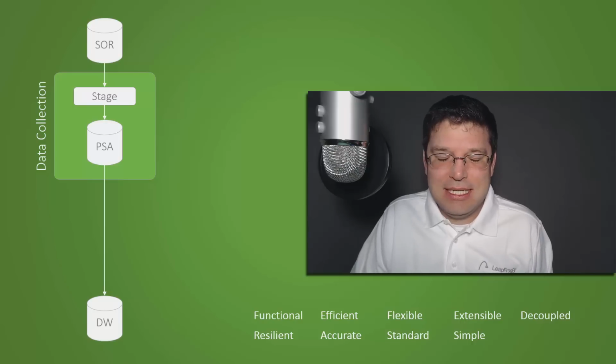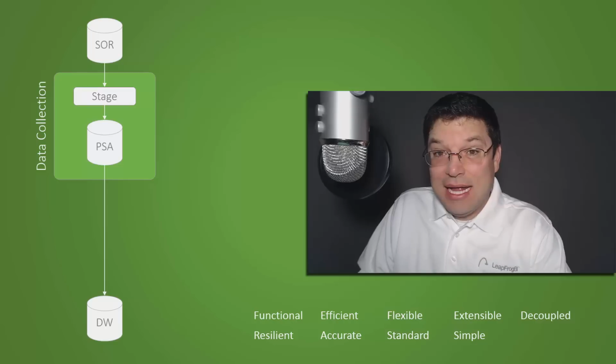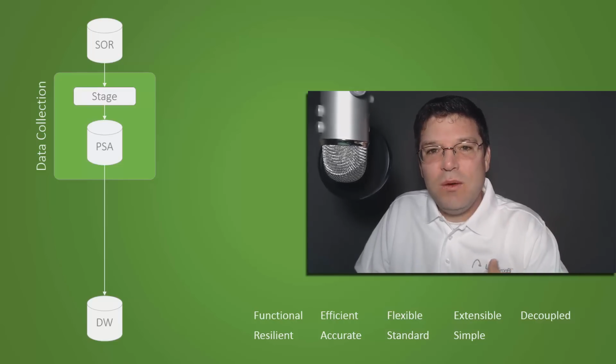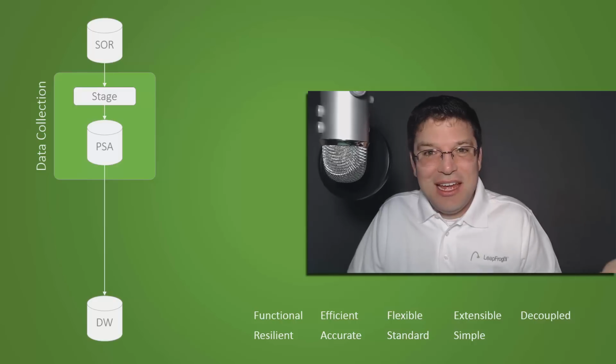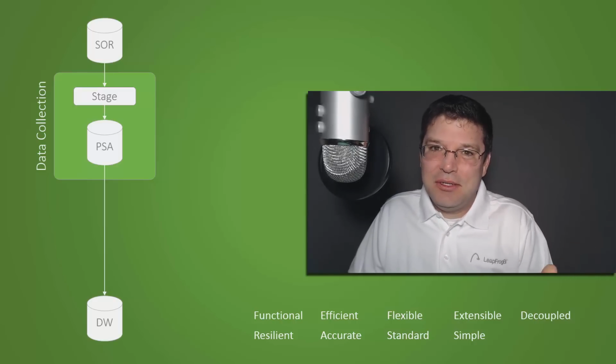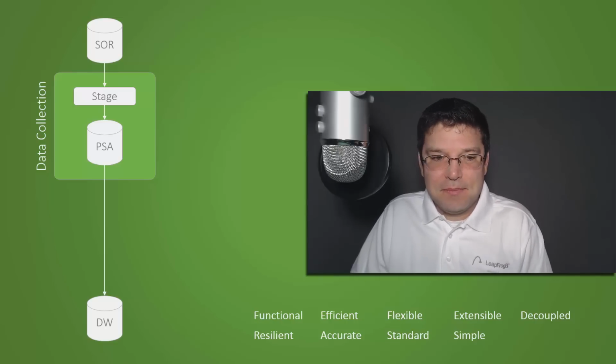That's going to be a more efficient process. Now, once we have PSA in place, we have what I call a new reliable source. It has the characteristics that we want in a reliable source that's going to allow us to change that target model however we want without having to compromise. We're going to have the data available. We're not going to be at the whims of our systems of record.